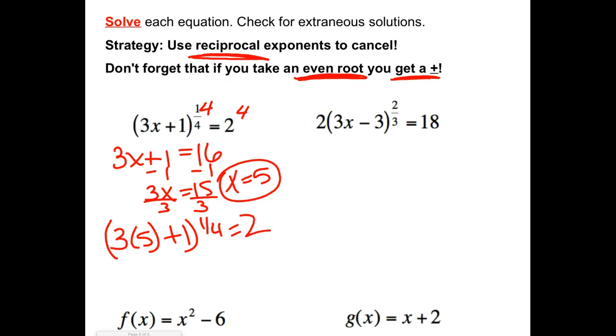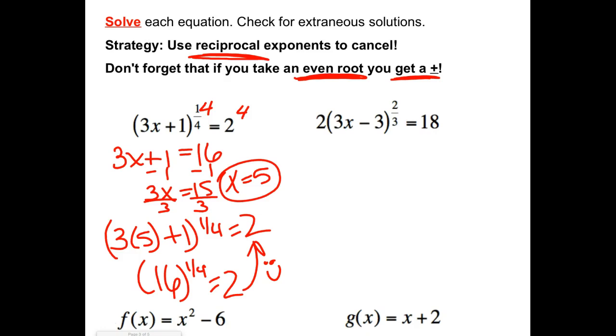Okay, well, 3 times 5 is 15. 15 plus 1 is going to give me 16. 16 to the 1/4, or the 4th root of 16, if I plug that in my calculator, is going to give me 2, which is exactly what I wanted.